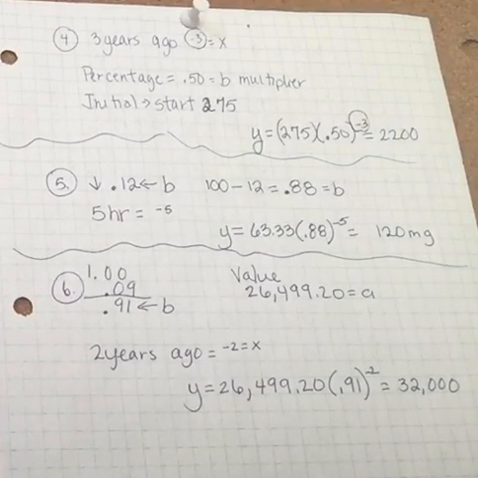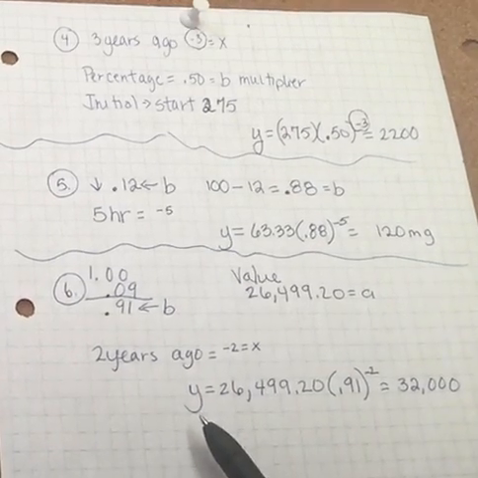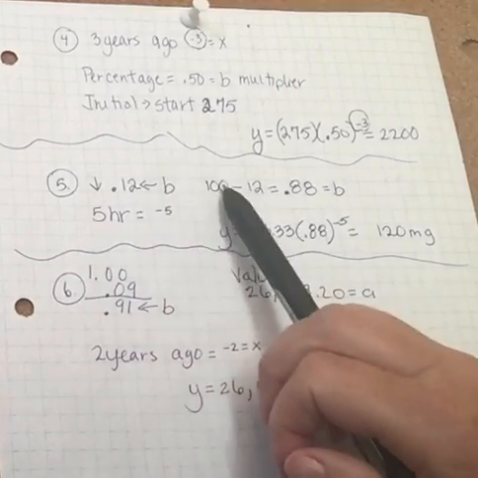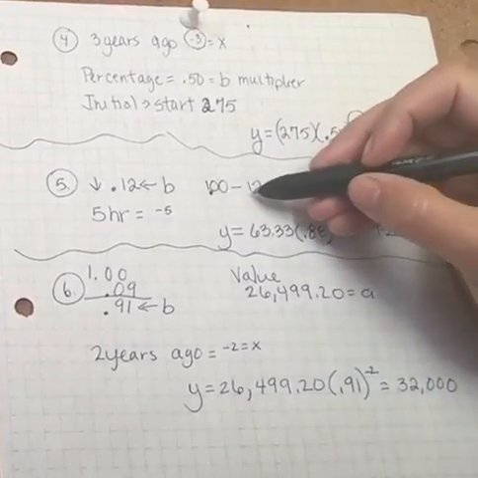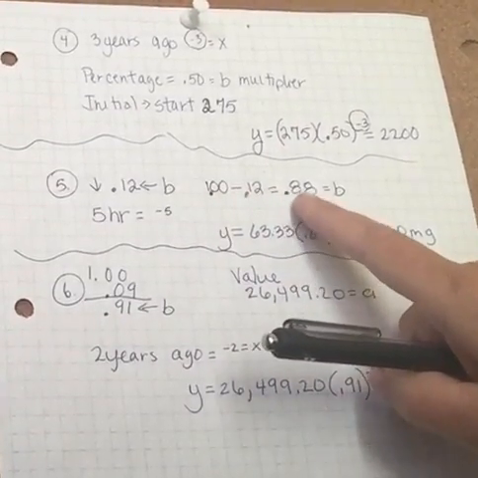So it says Valerie drank a caffeinated beverage. Each hour the caffeine system decreases by about 12%. So this represents the 12%. Okay, so we had to subtract this. So that should have a decimal there. So 1 minus 0.12 equals 0.88.